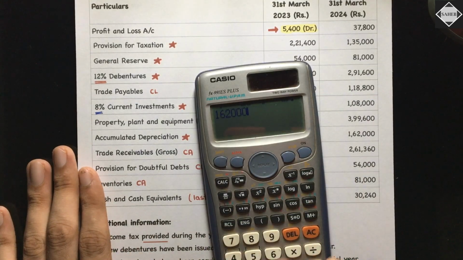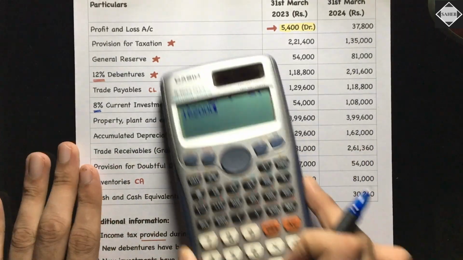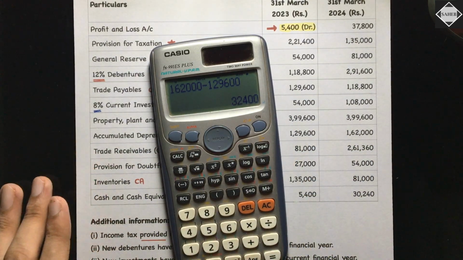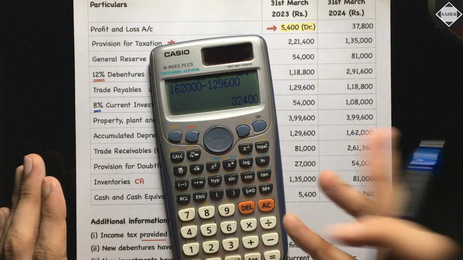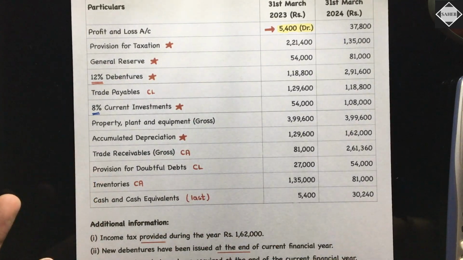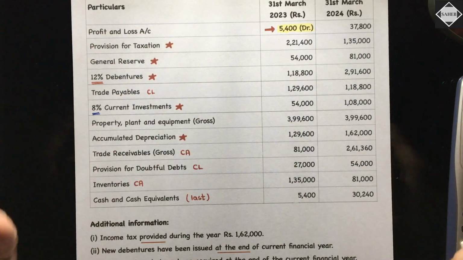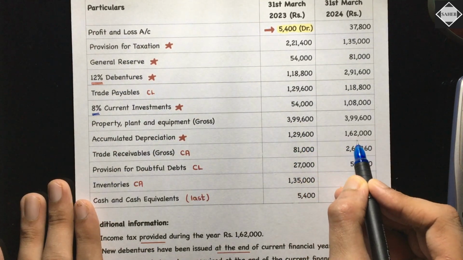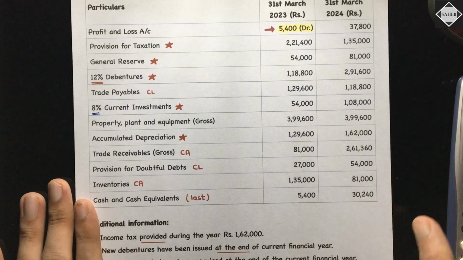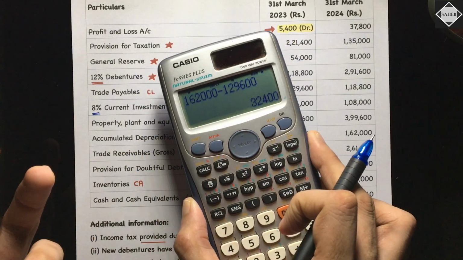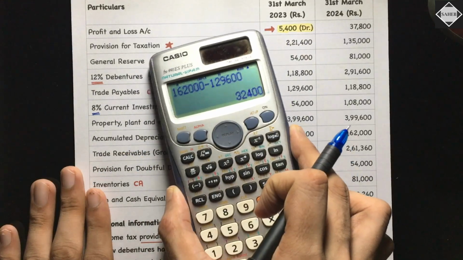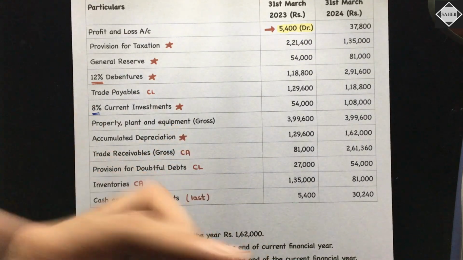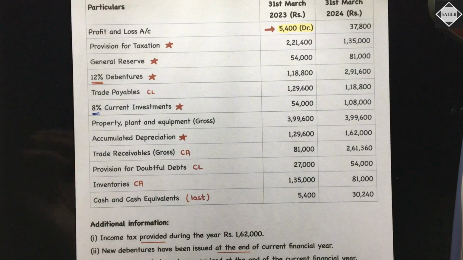1,62,000 minus 1,29,600, that is equal to 32,400. See, the logic is really simple. Accumulated depreciation means collection of depreciation. So the collection of depreciation was 1,29,600. It increased to 1,62,000. Why did it increase? It increased because of current year depreciation. That's the logic. Fine, 32,400. So 32,400 depreciation you have to reverse. You have to add it as a non-cash item in the indirect method.